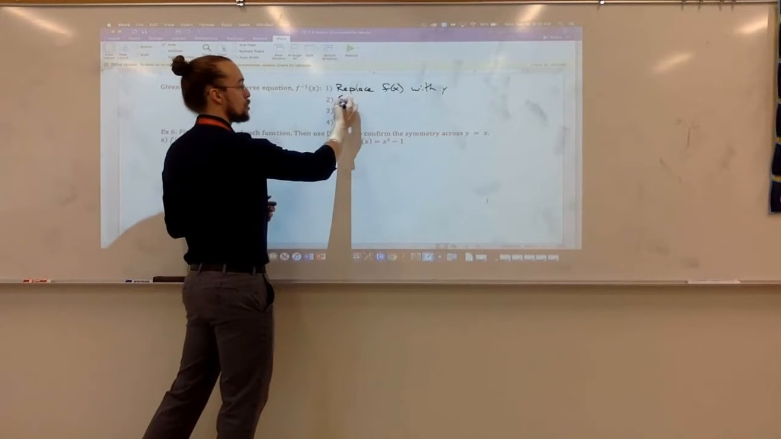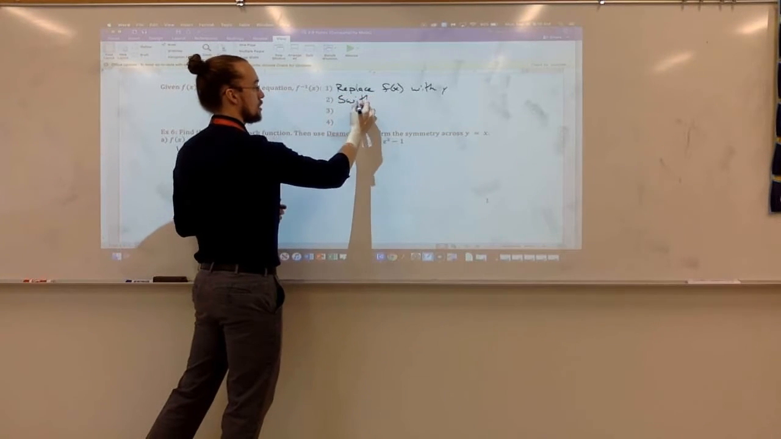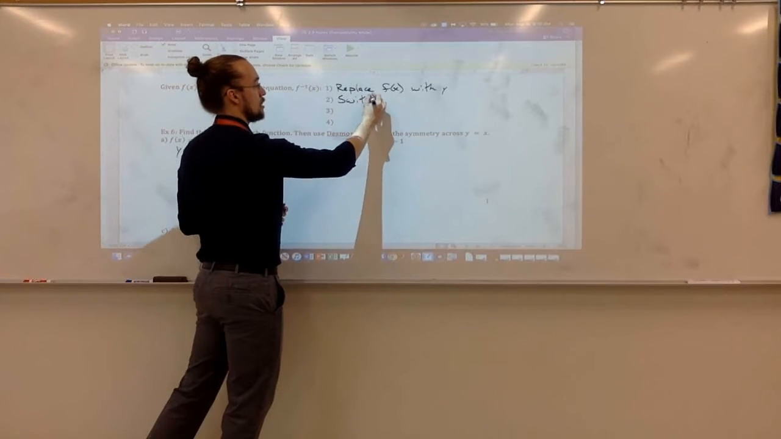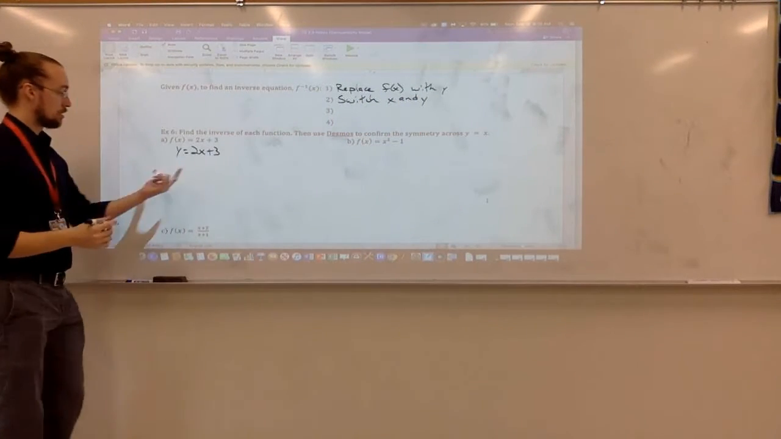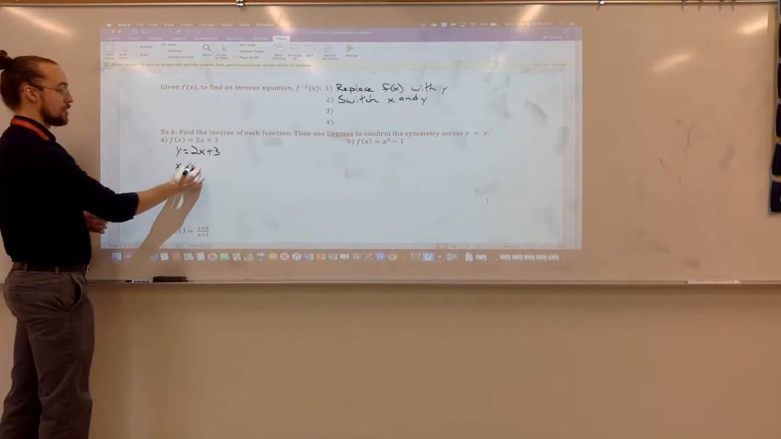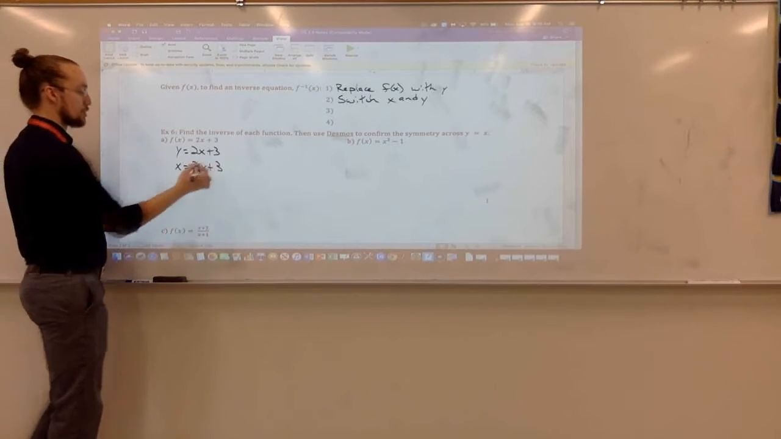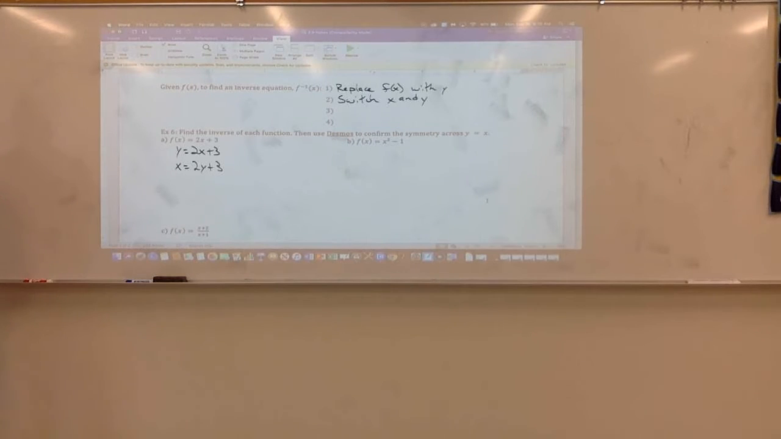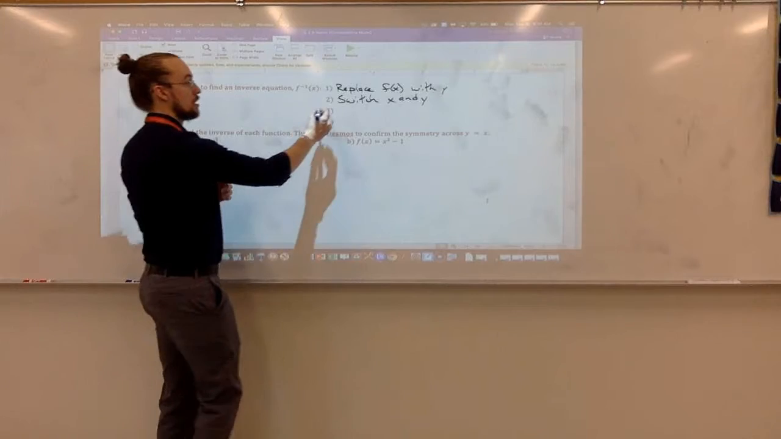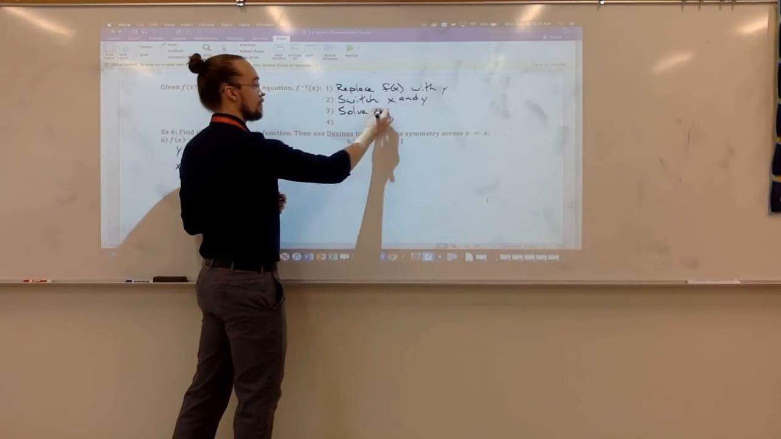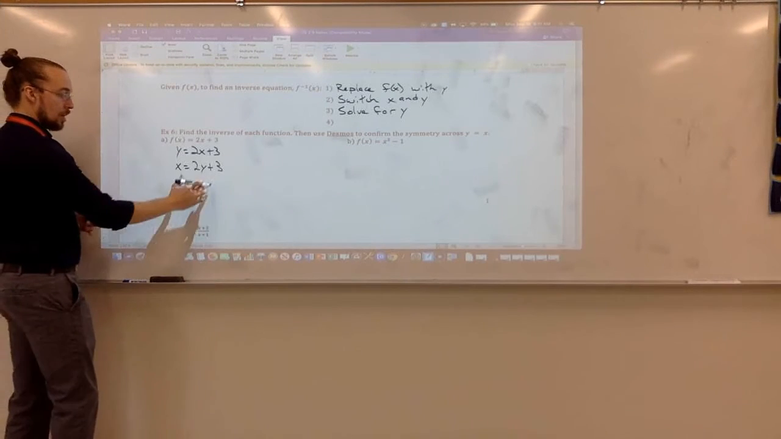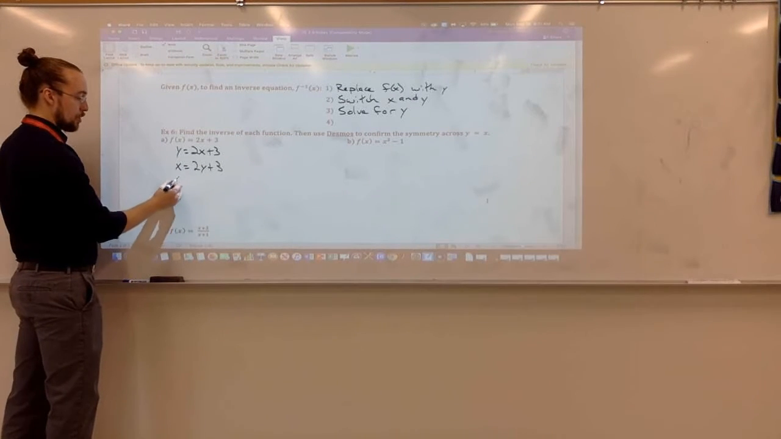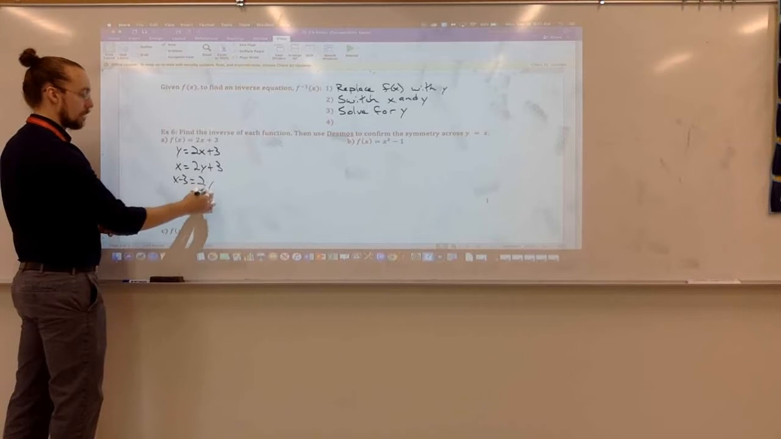Then, switch x and y. So here, I'm going to say this becomes x equals 2y plus 3. Right? Replacing all the x's with y's, all the y's with x's. Then, solve for y. So, to do that, I would subtract 3 over, and then divide by 2.